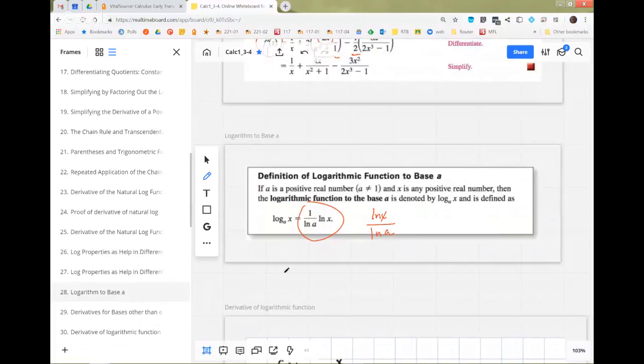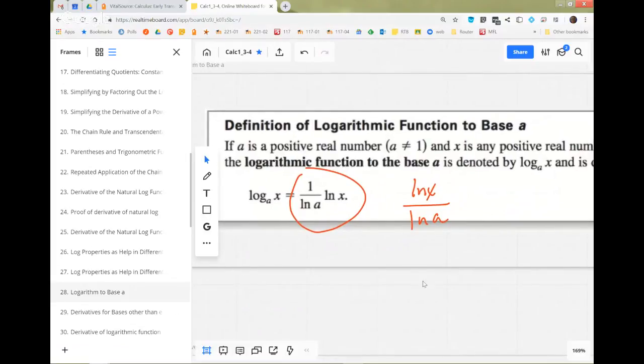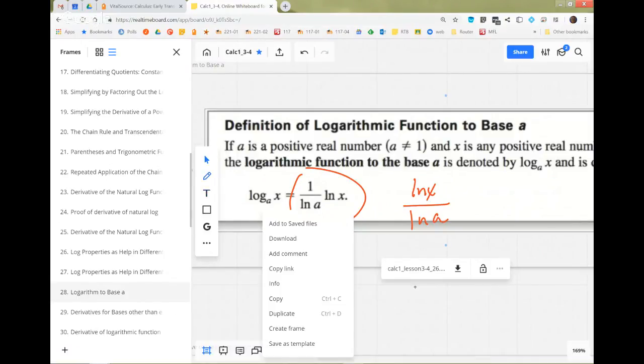This is not calculus either. This is a log law. When you take a log to another base, see, up until now we've been doing natural logs. And what's a natural log? A natural log is with base e. But what if they ask you to do a log base?